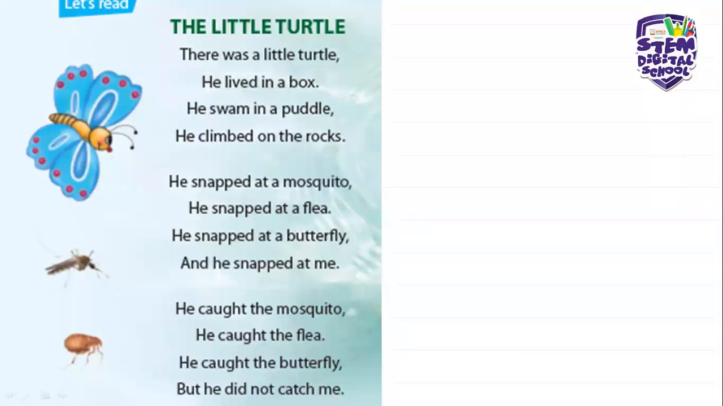Yes, you can. Okay. The little turtle. There was a little turtle. He lived in a box. He swam in a puddle. He climbed on rocks. He snapped at a mosquito. He snapped at a flea. He snapped at a butterfly, and he snapped at me. He caught the mosquito. He caught the flea. He caught the butterfly, but he did not catch me. Thank you. Thank you, ma'am. Okay.